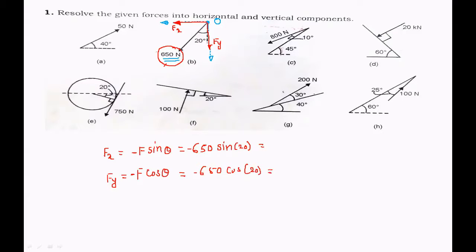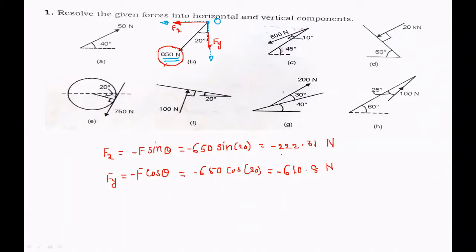So the answer is: x component is minus 222.31 Newton, and y component is 610.8 Newton, and again this is minus.